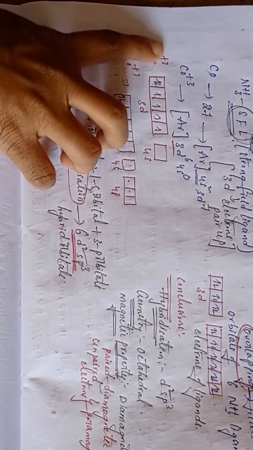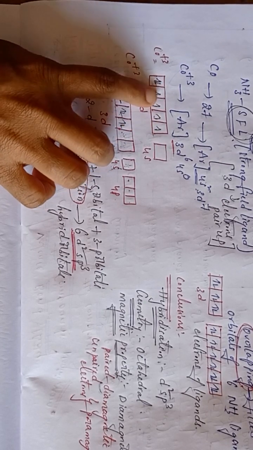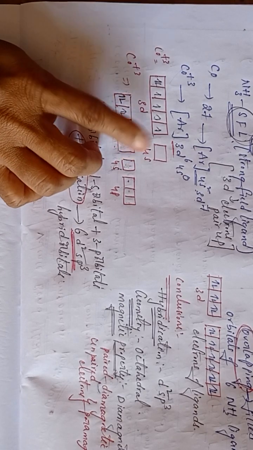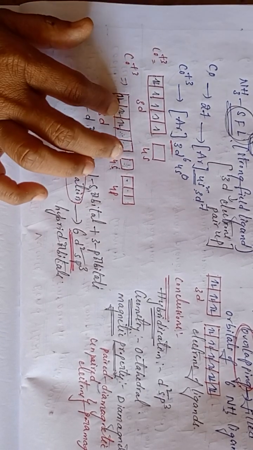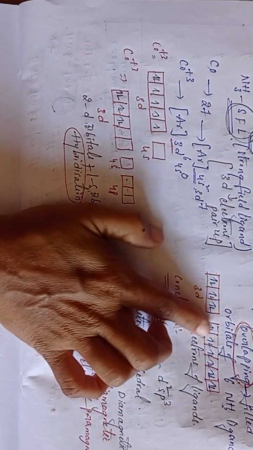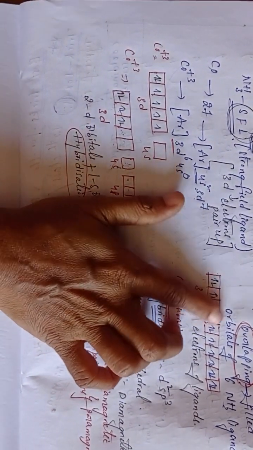Free metal ion. How many are there? 4 unpaired electrons are there. Okay, now in the complex, how many are there, students? In the complex, how many unpaired electrons are there? Is there any unpaired electrons?